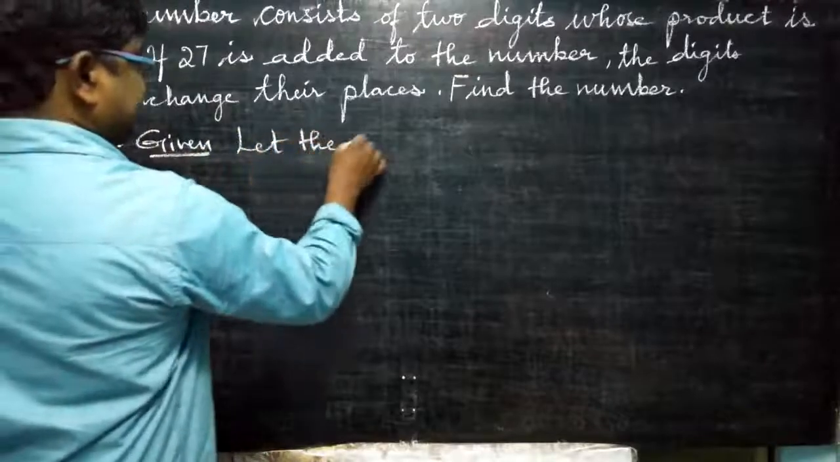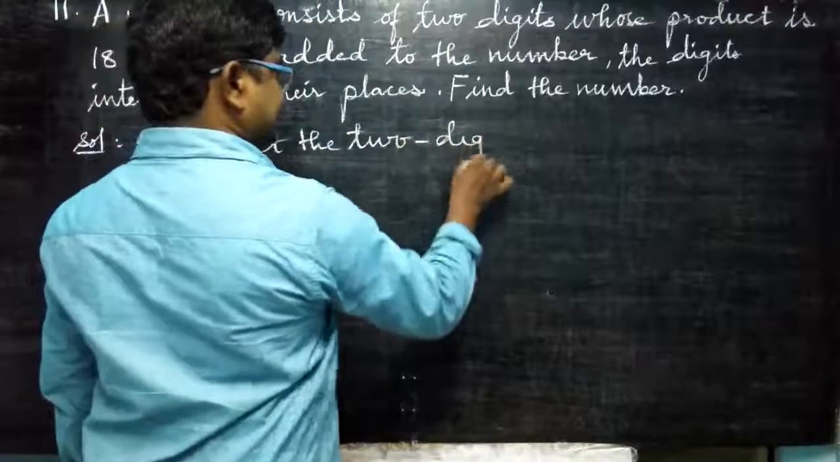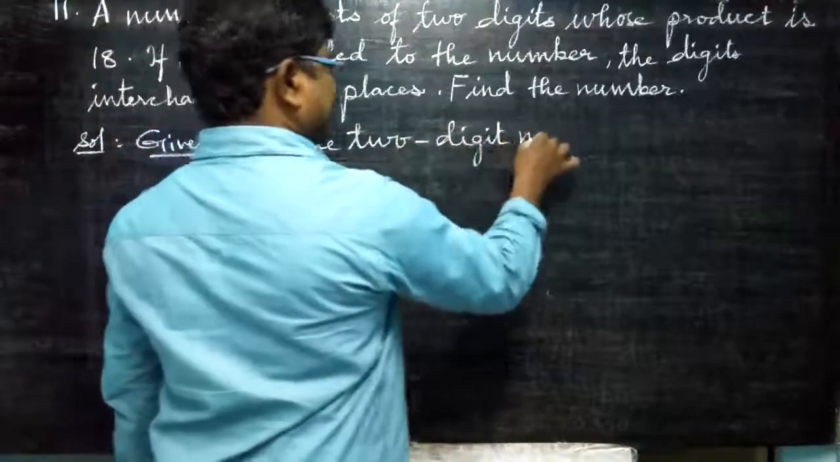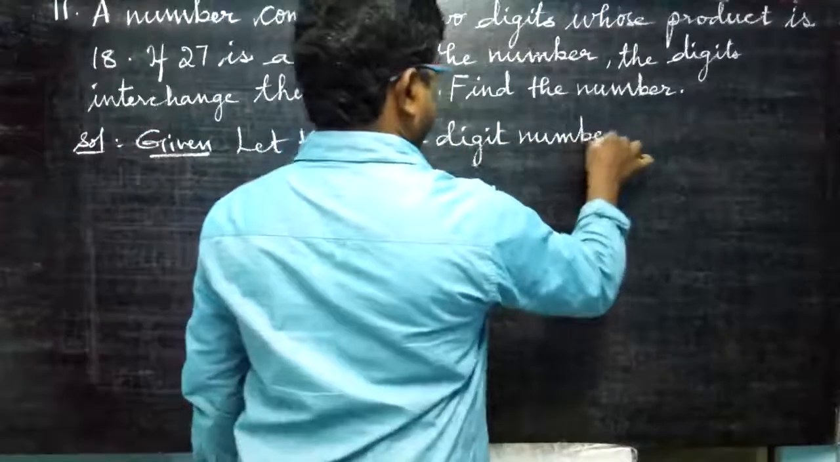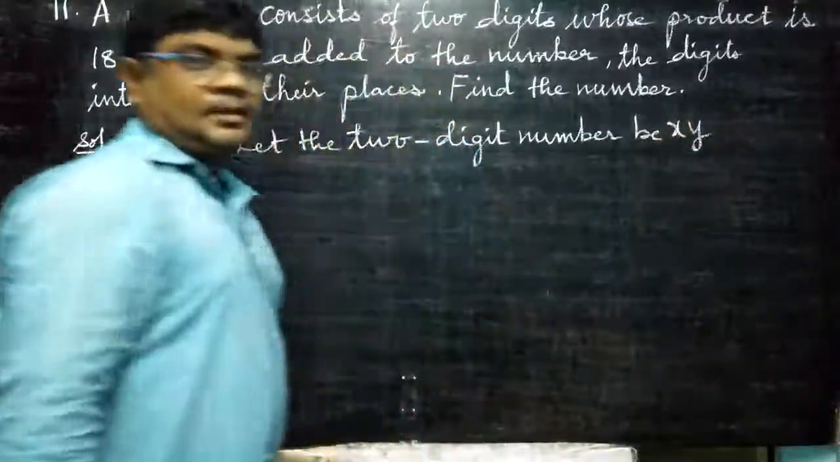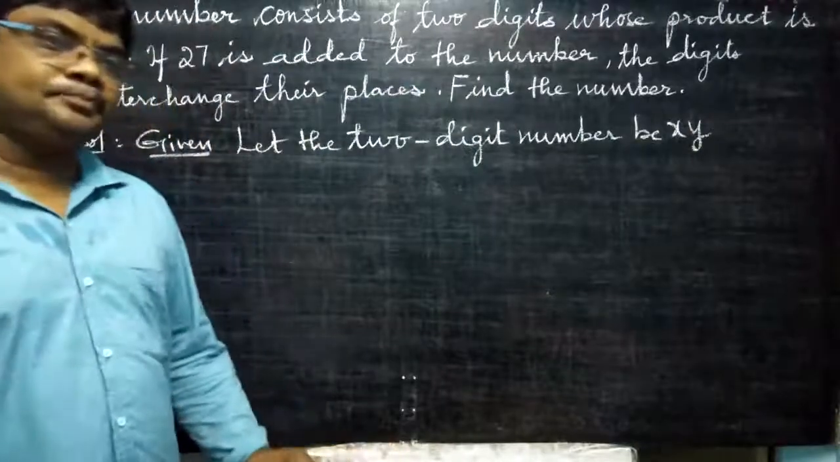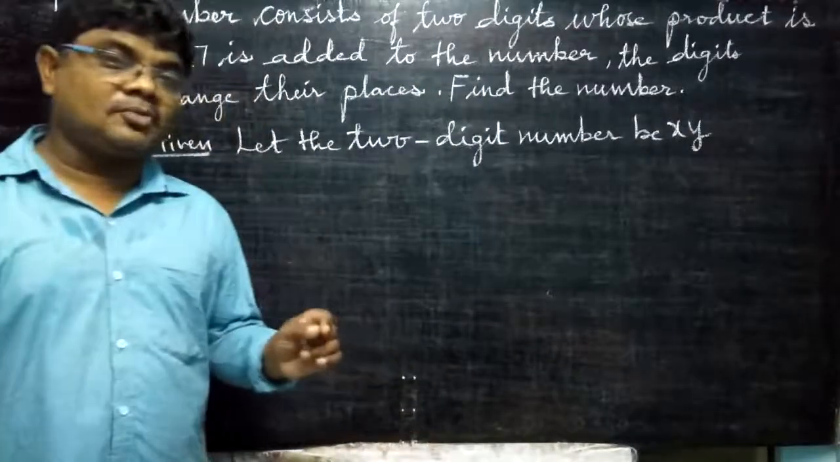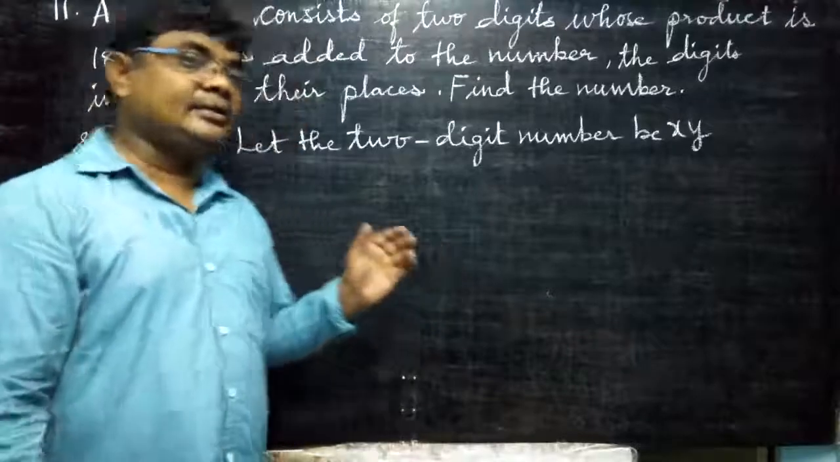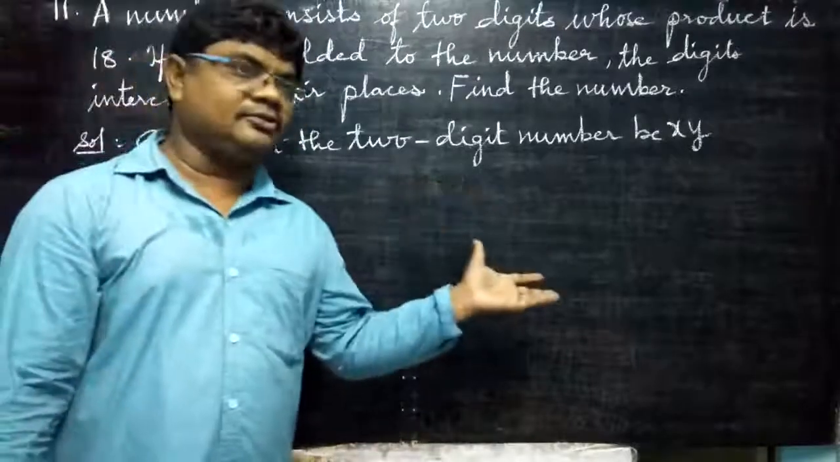Let the two-digit number be xy. Smallest two-digit number, how much? 10. Largest two-digit number, how much? 99. Between 10 and 99, which number, we don't know; we have to find it now.